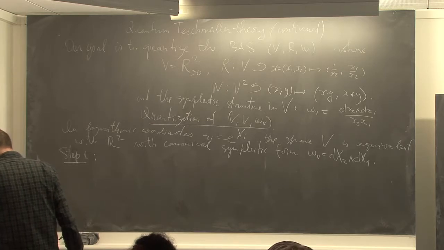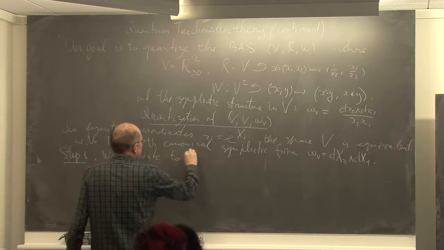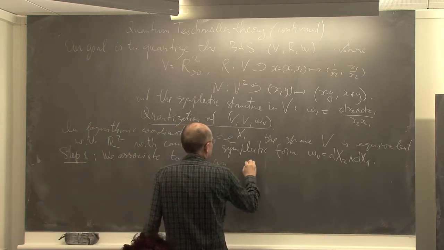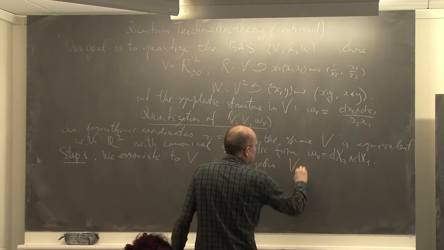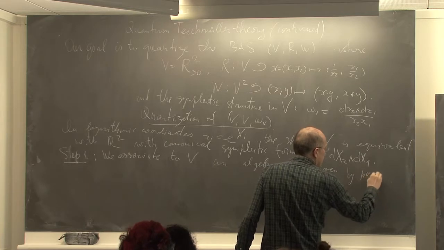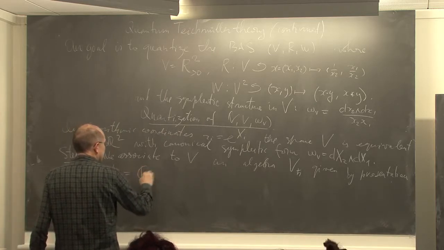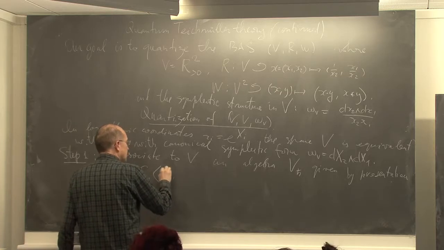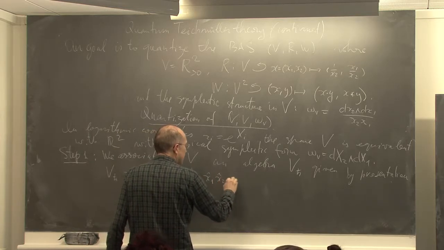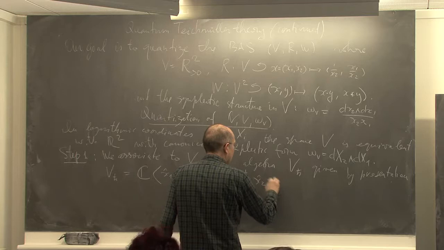So, for example, we start by definition. We associate to V an algebra V_h bar given by a presentation. So V_h bar is a complex algebra generated by two generators, x1 hat, x2 hat, subject to one relation: x1 hat x2 hat equals e to the power i h bar, x2 hat x1 hat.